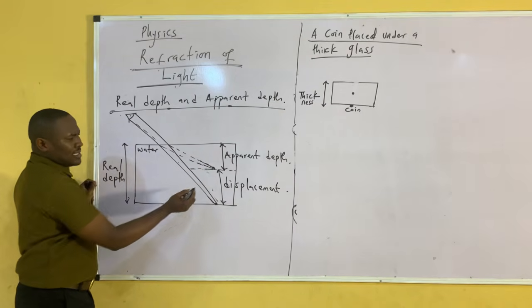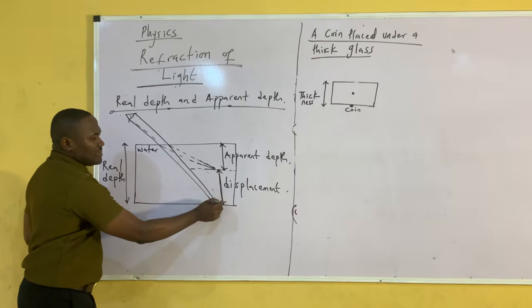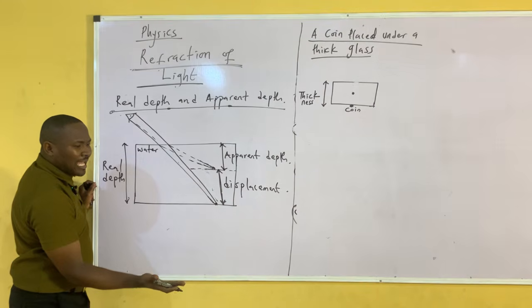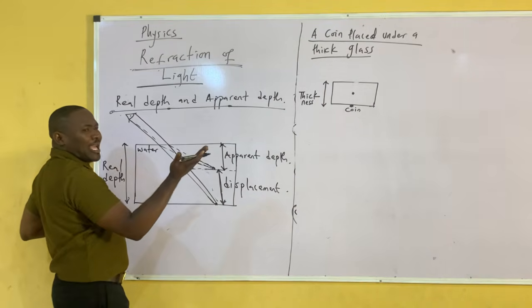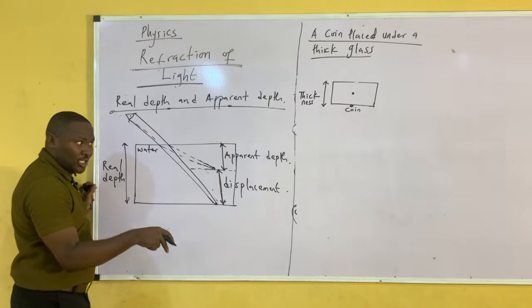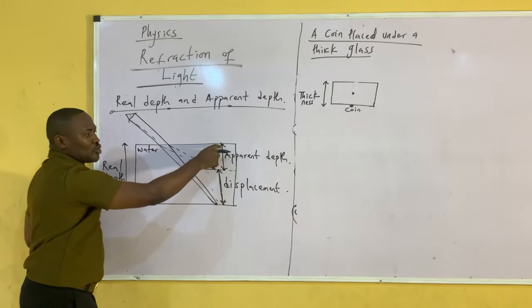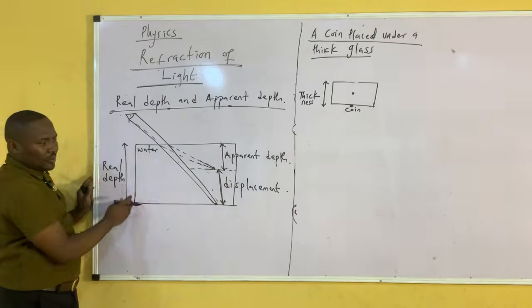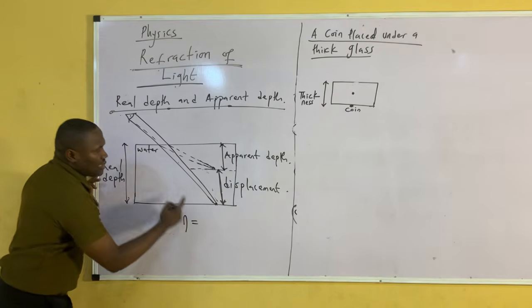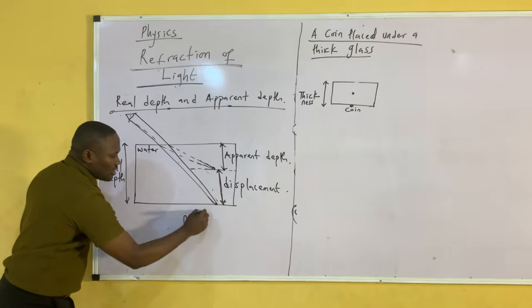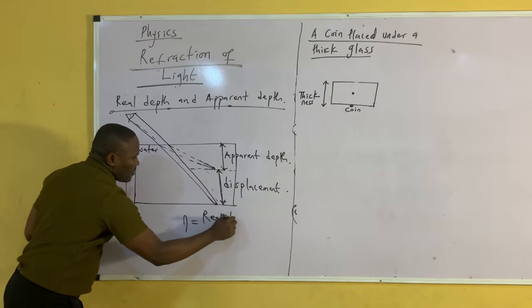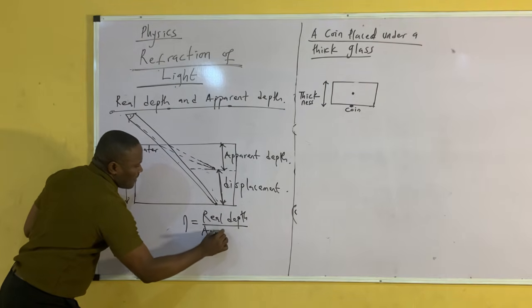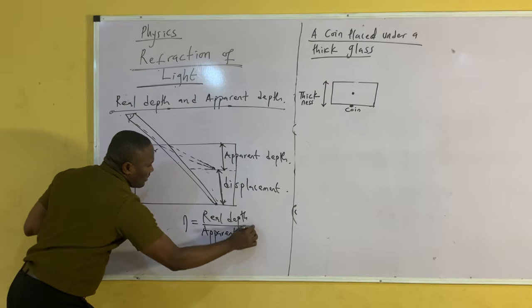So from this point to the real bottom is the displacement. The floor appears to be high. It's not actually high, it's really deep. So this is the displacement. From the top to this point is the fake depth, or the apparent depth, while this is the real depth. Now, what is refractive index? In this format, refractive index is equal to real depth over apparent depth.